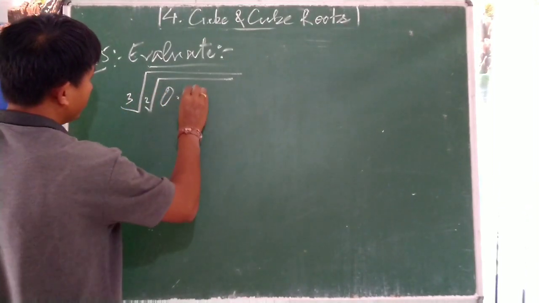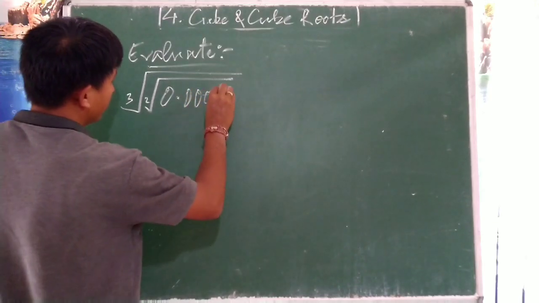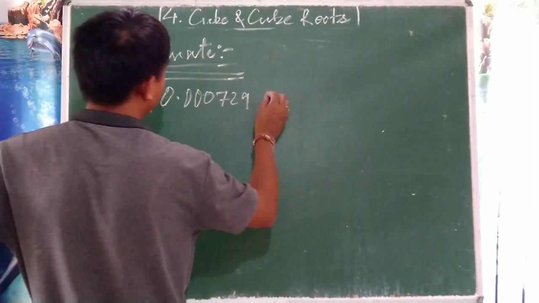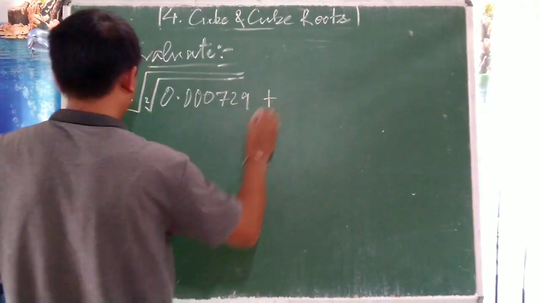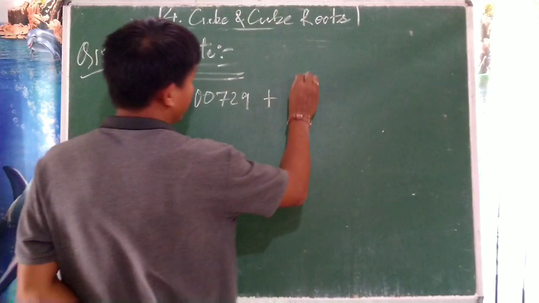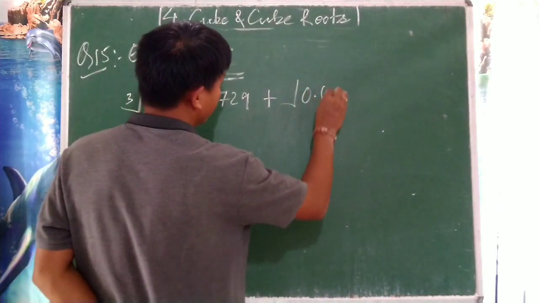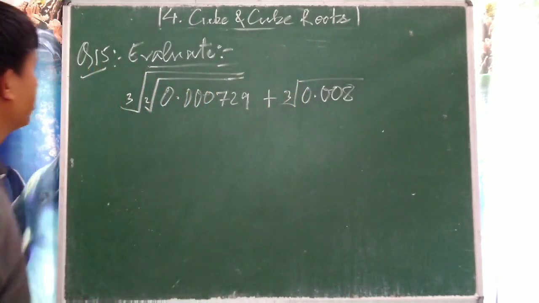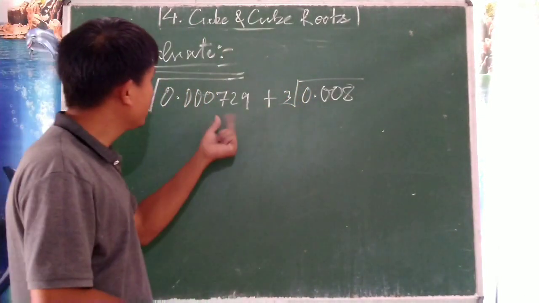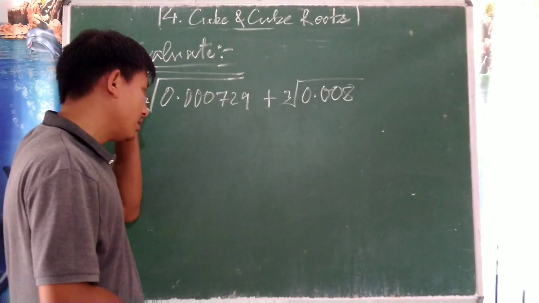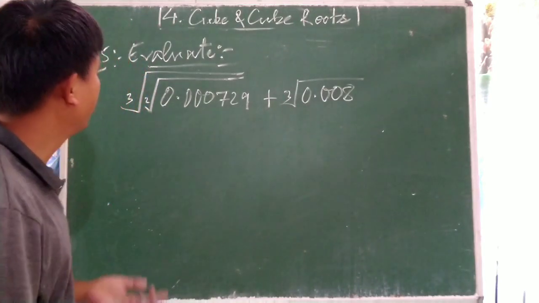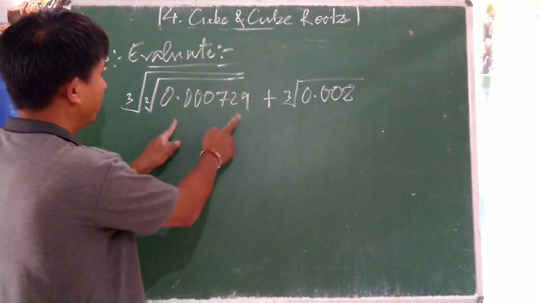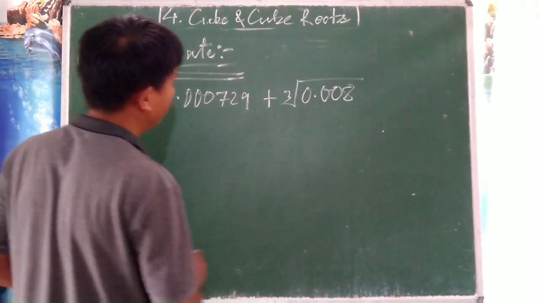Okay. So 0.0000729, plus again cube root of 0.008. So it is again cube root. First of all, this number is a square number, so we have to find the root of this particular number. So this is square root. So we have to find what number this is the value of.